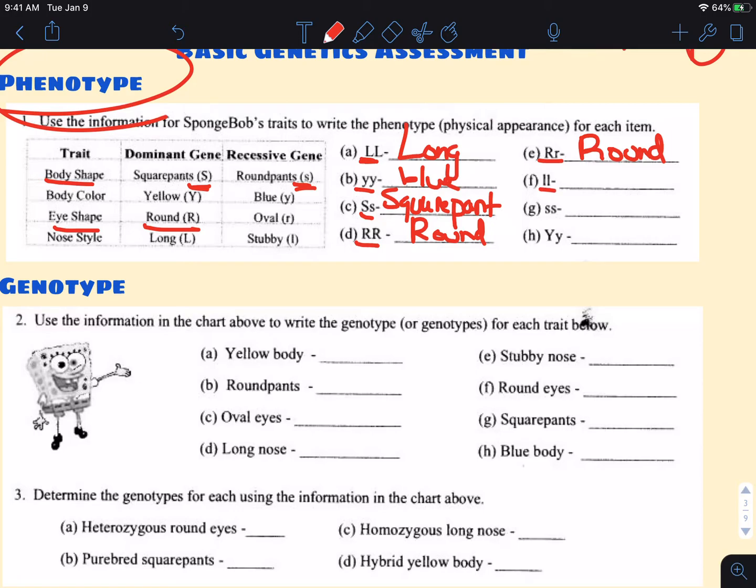Here we have two little l's. That's for nose style, a stubby nose. We have two little s's. That's for body shape, up here. That is going to be a round pants. Instead of a square pants, we can have a round pants. And then we have heterozygous for body color. That one is going to be yellow because we have the dominant allele there.